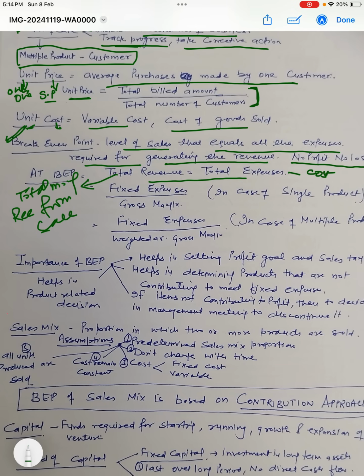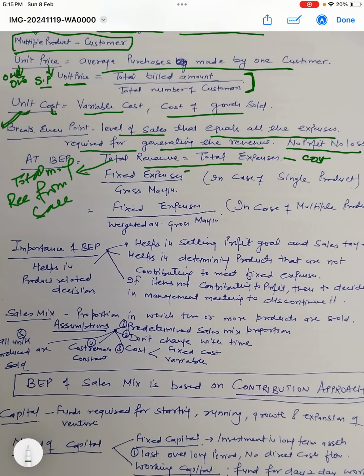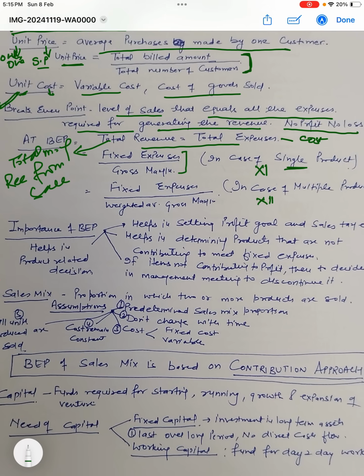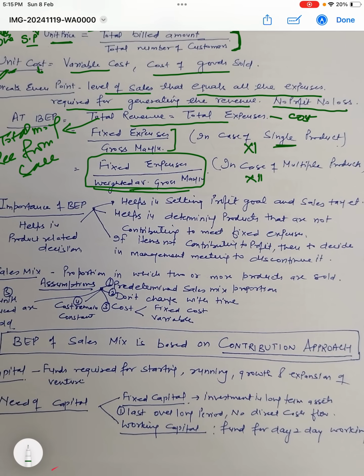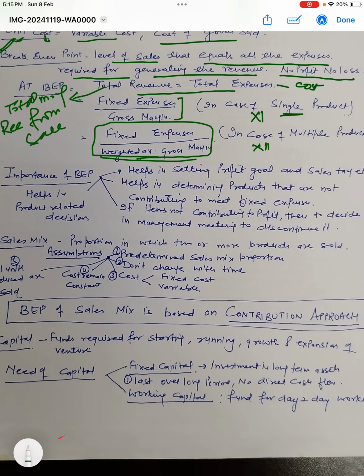And the formula of break even point we all know: fixed expenses upon gross margin. In case of a single product, this was in class 11, and in class 12 we are selling multiple products. So in this case, fixed expenses upon weighted average gross margin. If you are not aware about the calculation of all this, you can check my video on this topic. Now let's come to the importance of break even point.